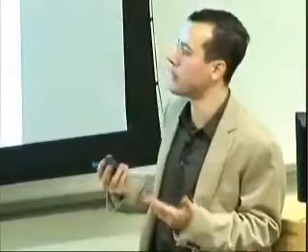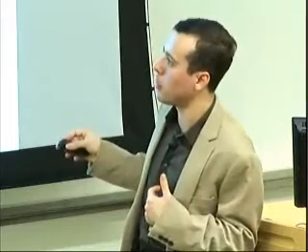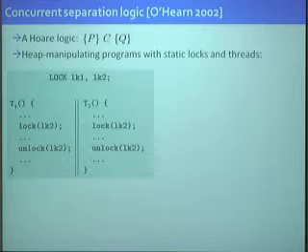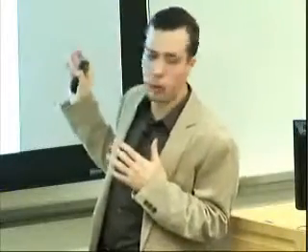So concurrent separation logic handles heap-manipulating programs with static locks and threads. What I mean by that, for the purposes of this talk, is that your program consists of one top-level composition of several threads, and these threads synchronize using a finite number of predetermined non-aliased locks. So you have one top-level lock declaration. Now, I won't present you the logic in detail, but the main idea that you use to reason modularly about heap manipulation here is you partition all the allocated memory in the program into several parts.